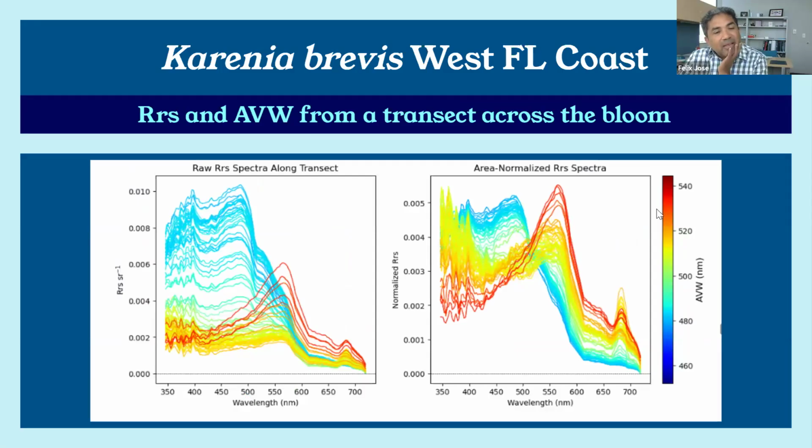This is some of the analysis that we learned from this hackathon. We have this spectra along a transect drawn across the bloom area from offshore to nearshore, and on the right side you can see area normalized spectra. I would like to explore further whether there is any effect on the abundance and health of the Karenia brevis bloom as it undergoes development, sustenance, and dissipation. I would like to explore further in this direction.